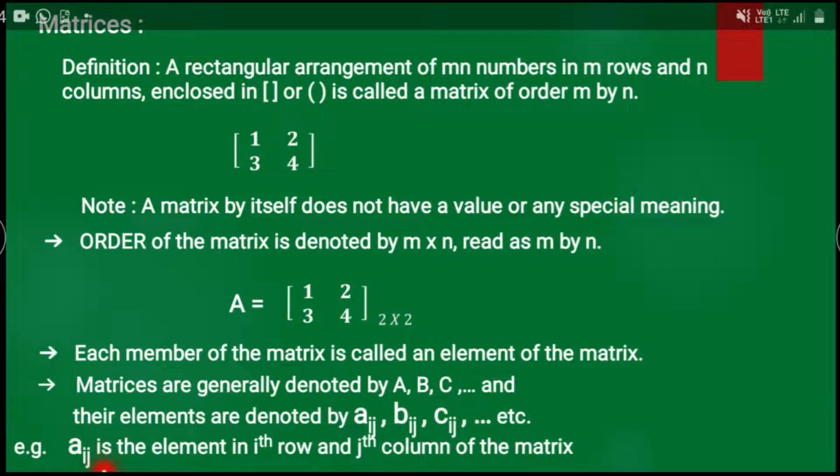Here, for example, aij is the element in the ith row and jth column of the matrix. So here, if we consider 1, this 1 is in the first row and first column. Similarly, from the ij we can find or show in which row and which column that element is present.